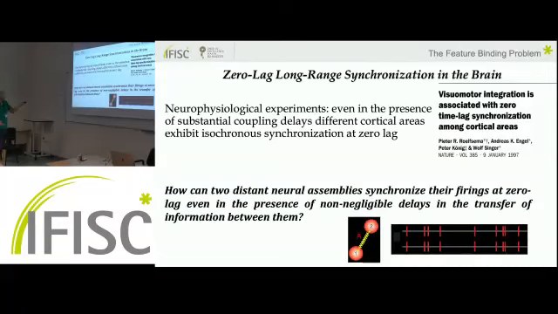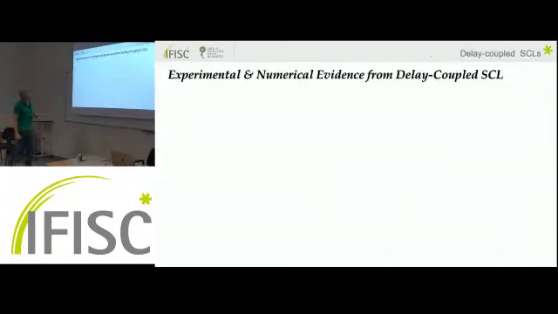So the question was, how can two distant neuronal assemblies synchronize their firing at zero lag, even in the presence of non-negligible delays in the transfer of information between them? How can we do that if we have to transmit information from one to the other? Well, we had some experimental evidence, because for some years I have been working with my friend and colleague Ingo Fischer from IFISC as well, studying delay-coupled semiconductor lasers.